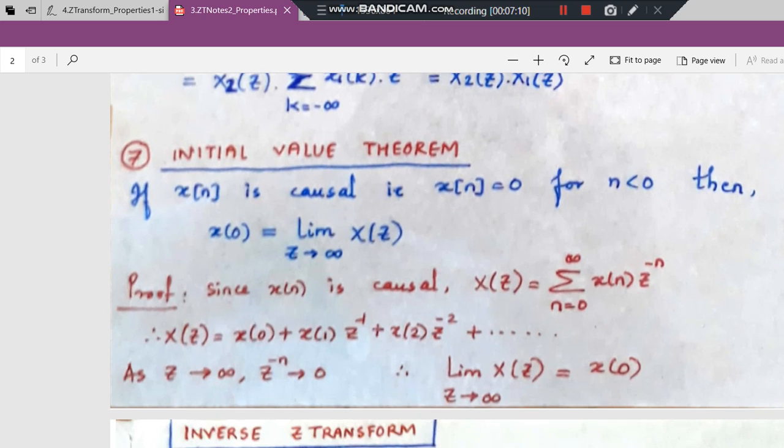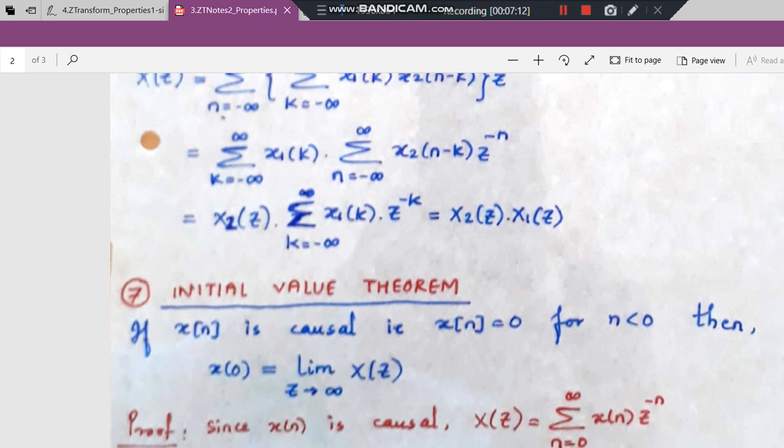Okay, now one more property that is important is called the initial value theorem. What is this initial value theorem? The initial value theorem is used to find the initial value of the sequence. Like, by using the Z transform, I can find out what the initial value of a sequence is. Now what does it say? If x of n is a causal sequence, by causal sequence we mean that x of n is equal to 0 for negative values of n. Okay, so the first value of x of n, that is x of 0, the 0th index value x of 0, is simply the limit of this Z transform with z tending to infinity.